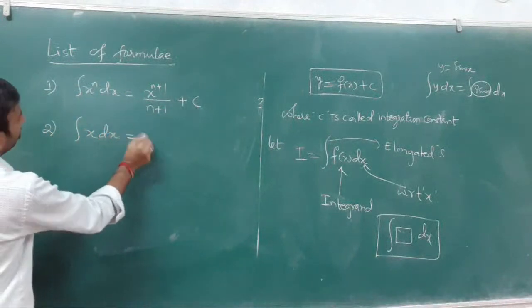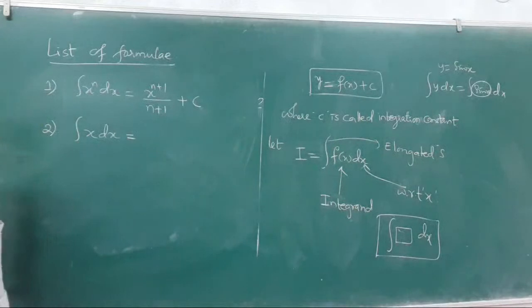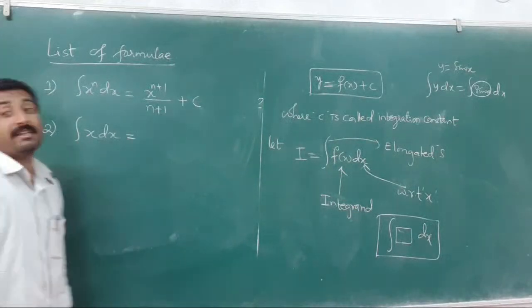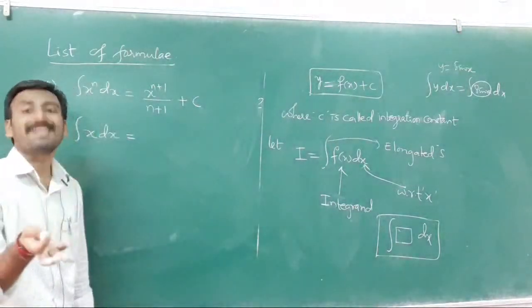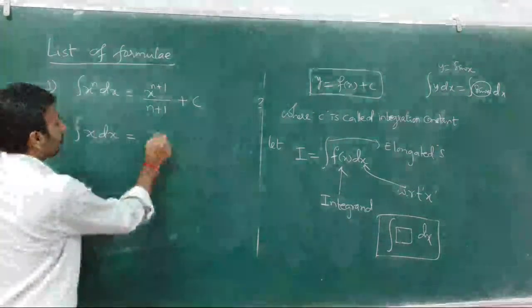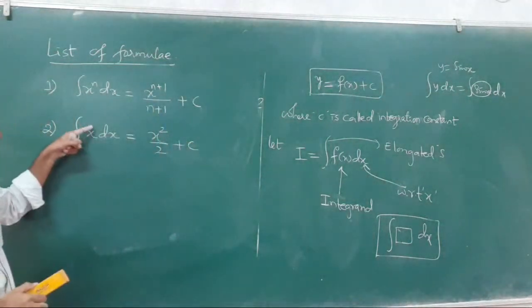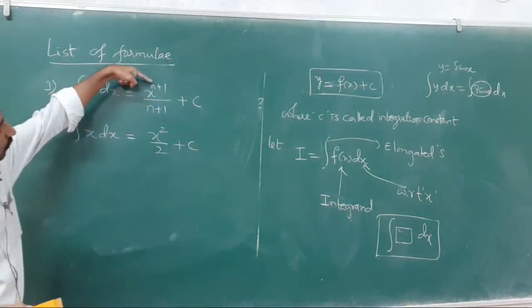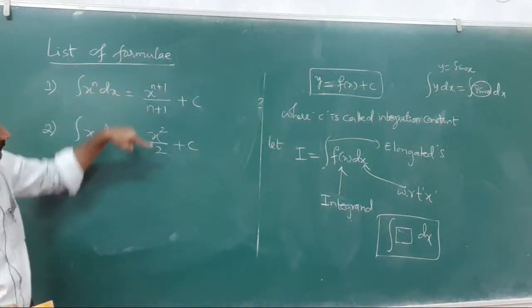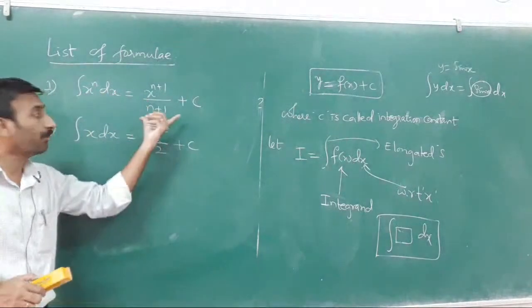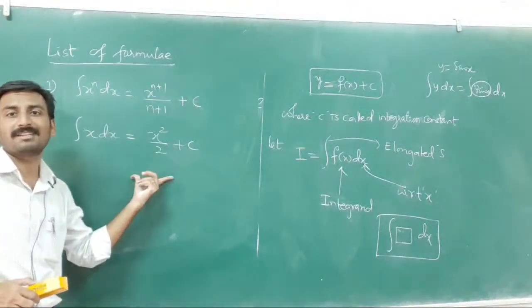Second one. Integration of x dx. What is integration of x? X square differentiation becomes x. Now it is x raised to 2 divided by 2. If you don't understand this, simply the power of x is 1 here. Put it here: 1 plus 1 is 2, x square by 2. If you remember this, you can easily write this.